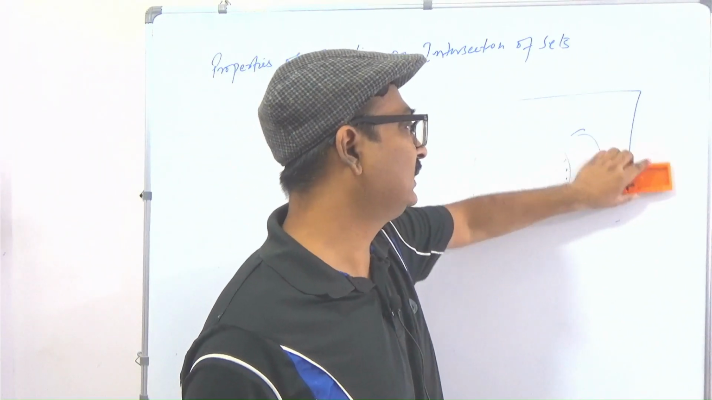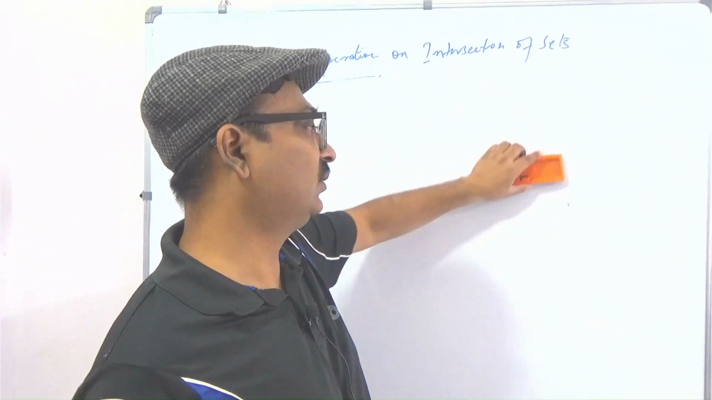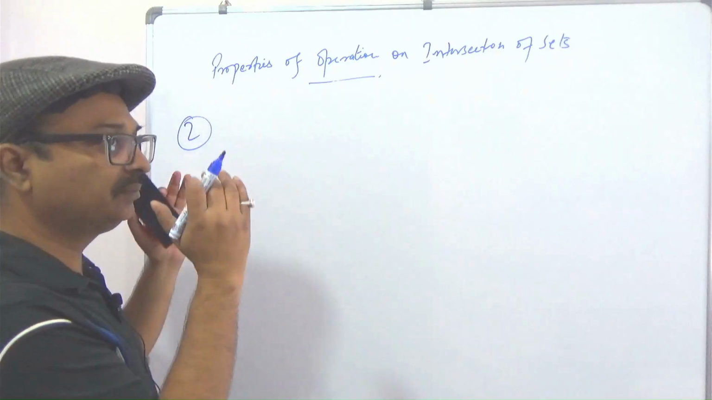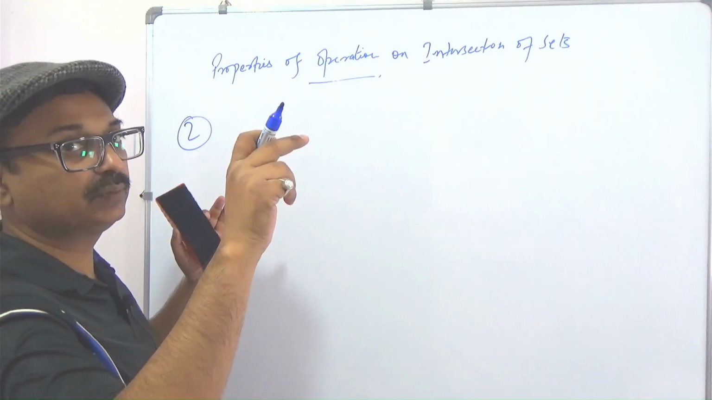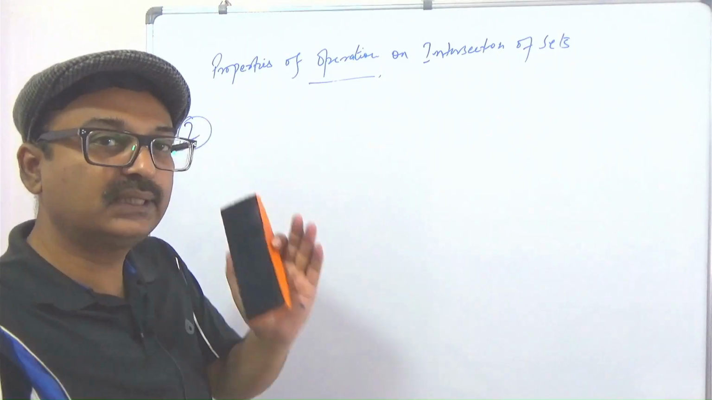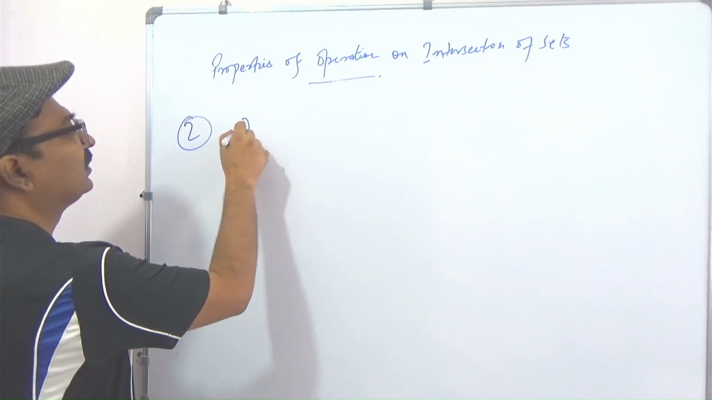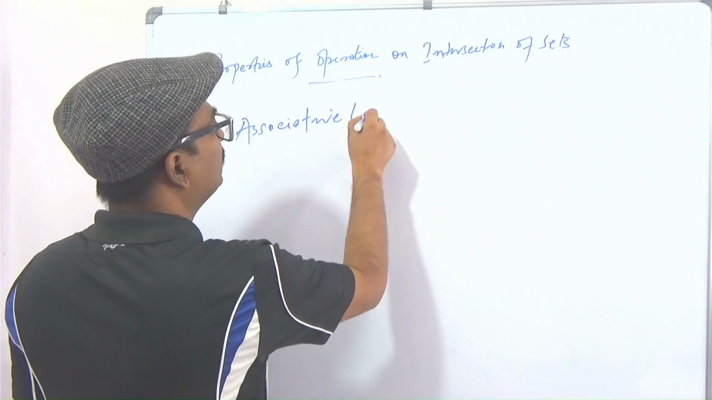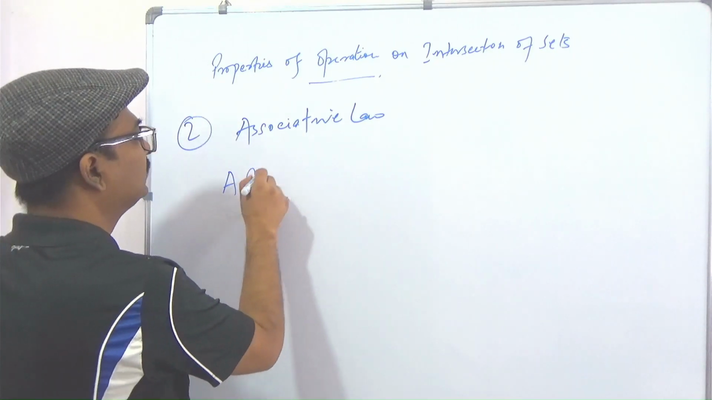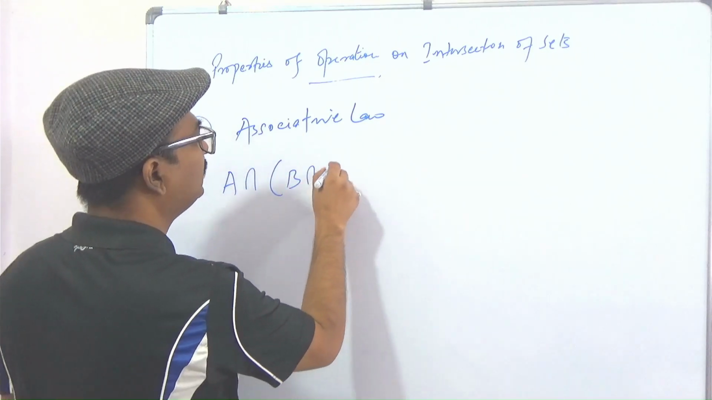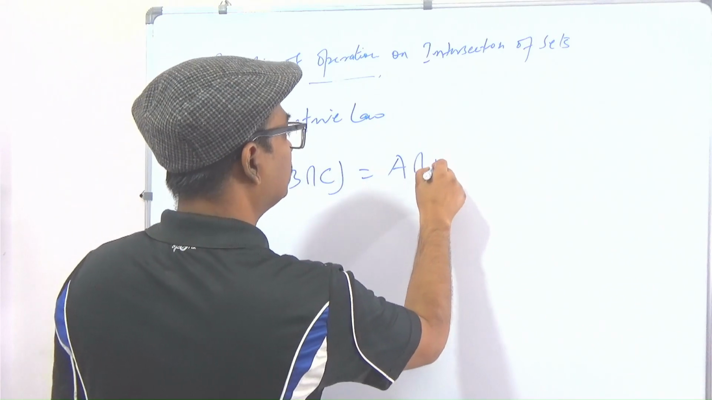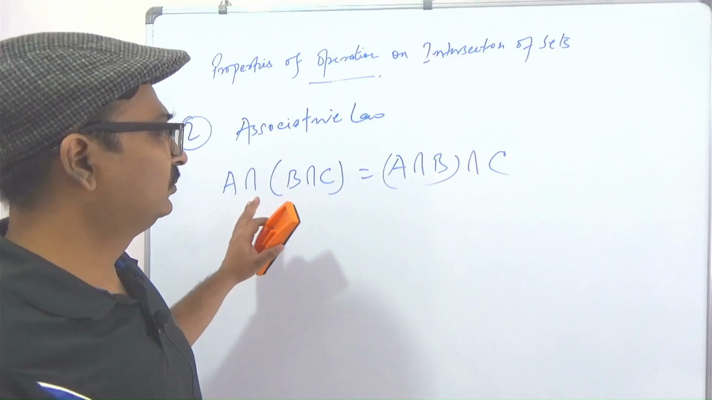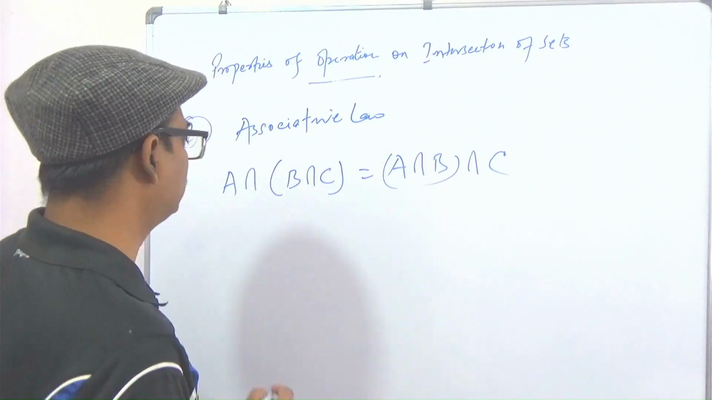Now we'll see associative law. The second law was associative law. What was it? If you remember, A union (B union C) was equal to (A union B) union C. It's same here. Associative law: A intersection (B intersection C) is equal to (A intersection B) intersection C. Let me go in some detail for this.